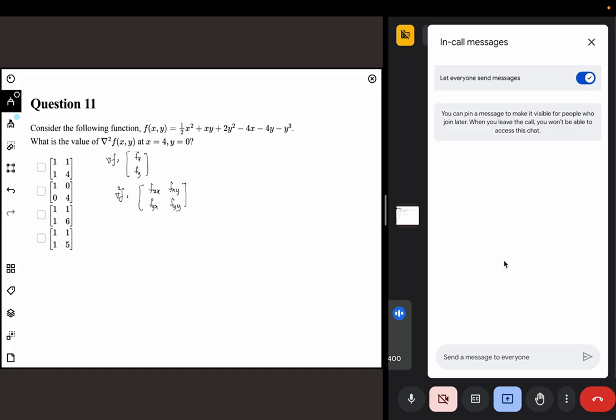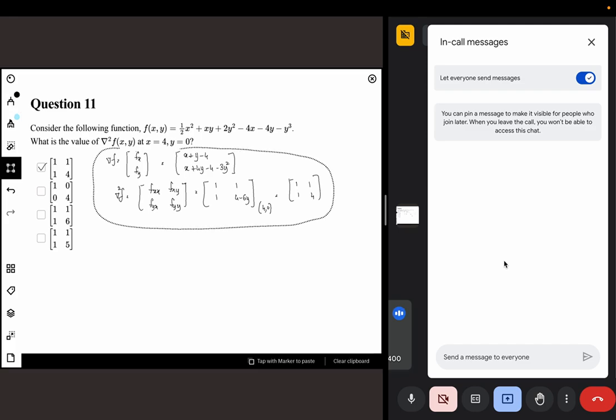You already have the gradient. If you calculate the Hessian, what will it be? Fx with respect to x is 1. And you have to calculate this at 4 comma 0. So if you substitute 4 comma 0, you get this value. This is a very straightforward substitution. So I don't think you have any queries on this. These are the questions I have for this week. If you have any doubts, we can discuss them.